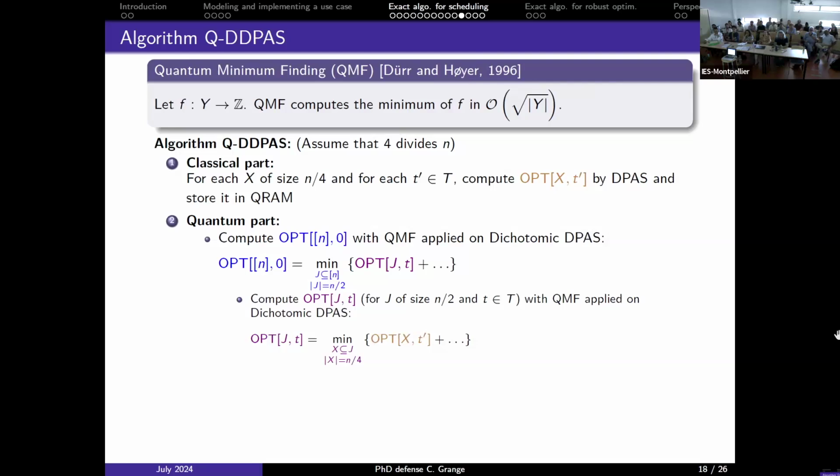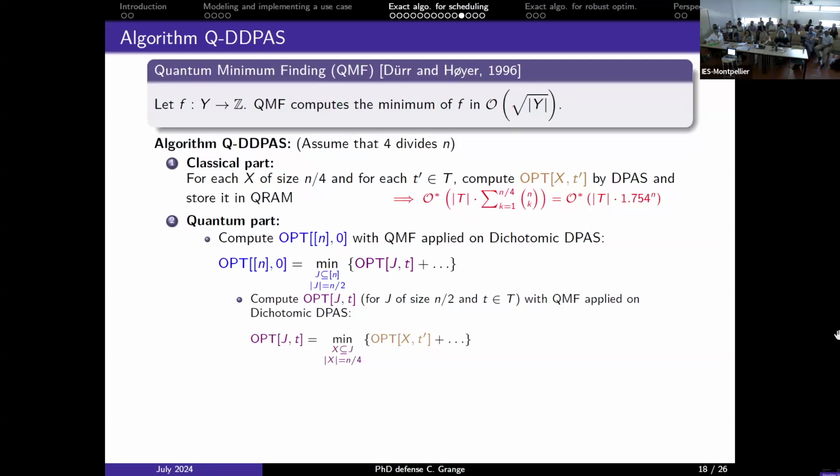And then in order to compute those terms, we apply recursively quantum minimum finding on also the same property, which is the dichotomic DPAS. And then we will have something like that. So opt of J and t is equal to minimizing over X of size n/4 this time. So minimizing these terms, where X here is of size n/4. And because we computed these on the classical part, we can compute the overall result. Okay, so now what about the complexity of this algorithm?